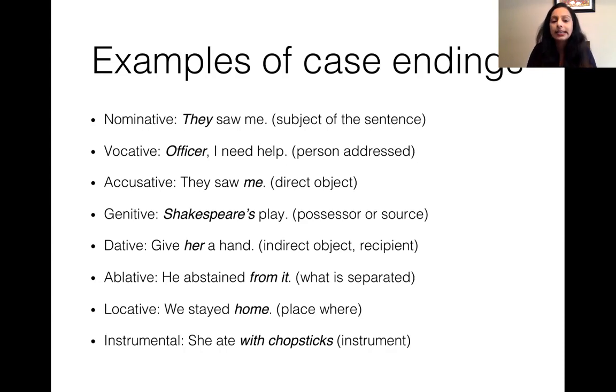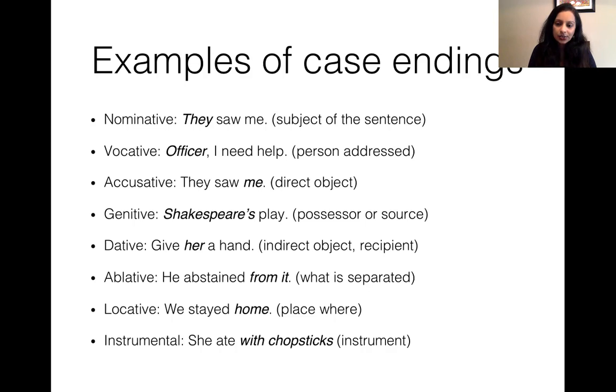Vocative is "Officer, I need help." It's the person you're addressing it to. A very common example of vocative case marking is "Jesus." "Oh, Jesus, help me, please," right? So that's vocative case. You're addressing somebody, addressing the person. Genitive is "Shakespeare's play"; apostrophe s is very often genitive case marking. It's the possessor or the source.